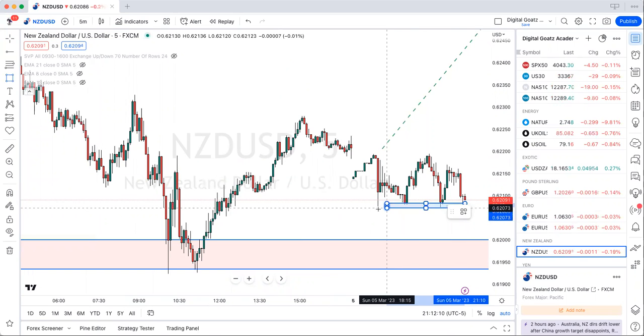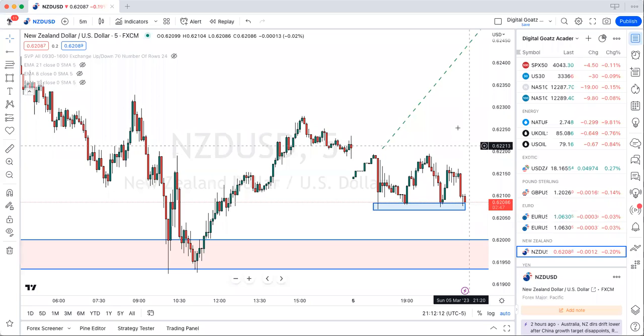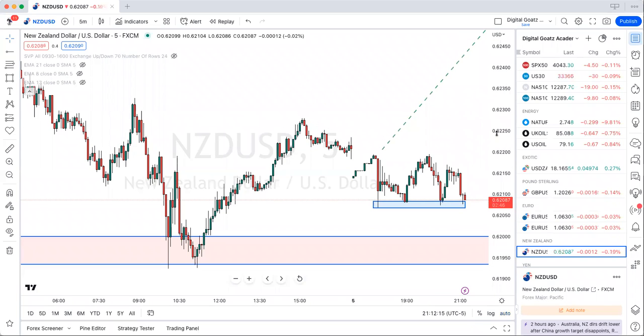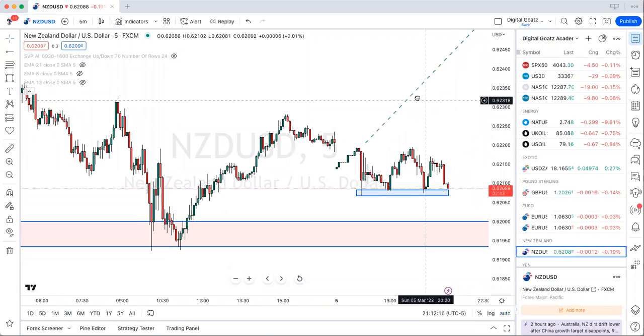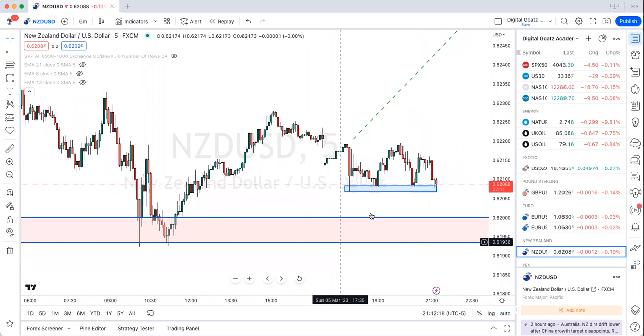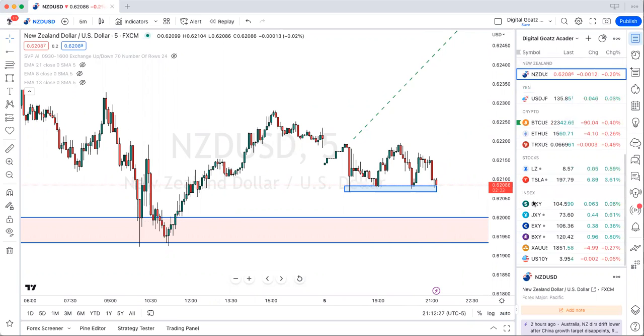But either way, I'm looking at these areas to possibly return back down here and then give us a better buy entry if it doesn't decide to get bullish from here. So overall, I'm still bullish on a lot of these pairs, but if we just look at the dollar, let's look at the DXY.